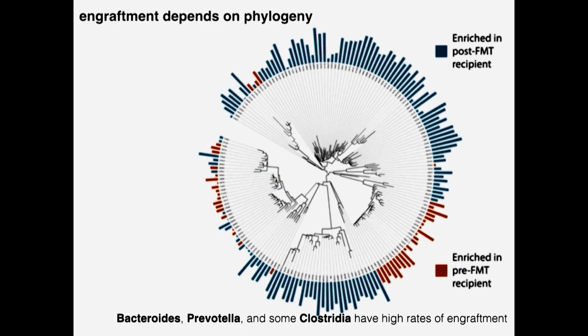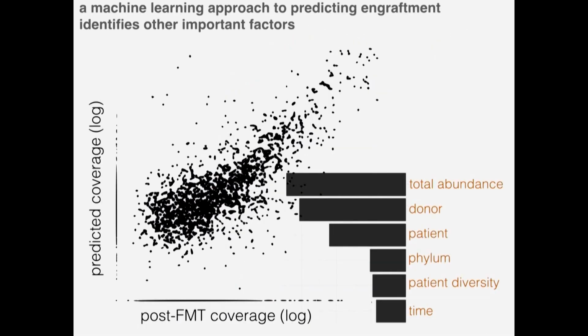So if you do something pretty naive and simple, and this is a phylogeny, it just depicts the evolutionary relationship among different bacteria. If you do something pretty simple, you can compare the bacteria before and after the transplant. Blue is enriched after the transplant. Whatever this color is enriched before the transplant. And you can see there are some clear phylogenetic biases. But this is just a really coarse view of the data.